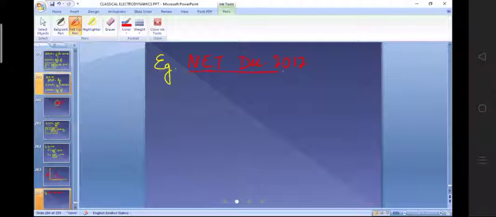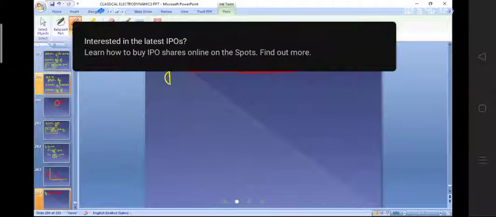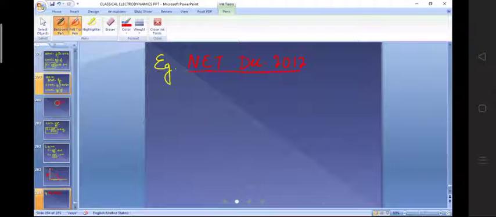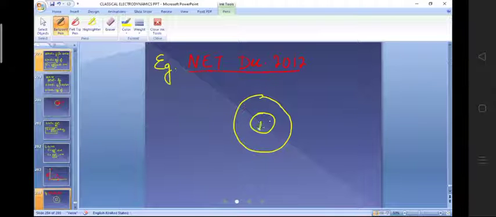This question was asked in NET December 2012, and the question is like this: there is a spherical shell like this. Its inner radius is A and outer radius is B. That means from small r equal to 0 to A, there's a cavity. Charge resides only between small r equal to A and small r equal to B. The charge density given to you is rho equal to K divided by r square.